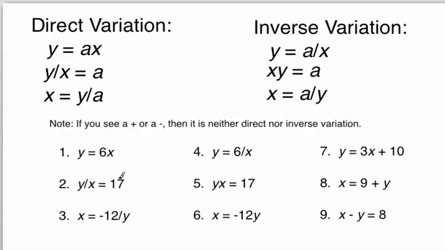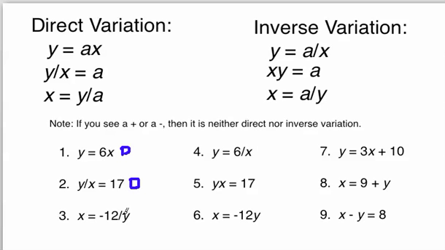The first three examples I have here are all examples of direct variation, taken literally from right there. You see we've got y equals 6x, so this would be direct. Y divided by x: if you ever have y divided by x and just a number, that is also direct variation, because if we were to multiply both sides by x here, we would end up with y equals 17x. That gets us back to the original form of our equation, so that's direct variation again.